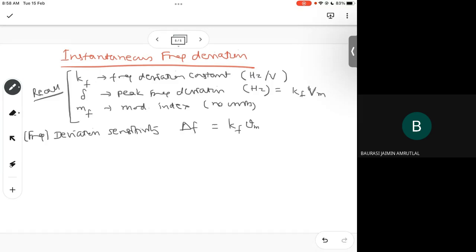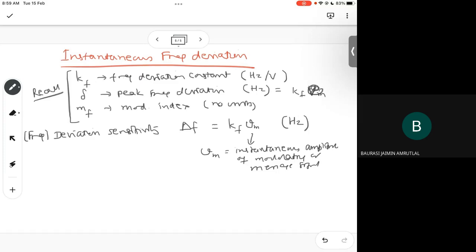This is something which I want to highlight. This is small Vm. So here my Vm is the instantaneous amplitude, at every instant, because it depends upon the t of the modulating or message signal. Obviously this also has the unit in hertz. I put all these three terms together in one slide.